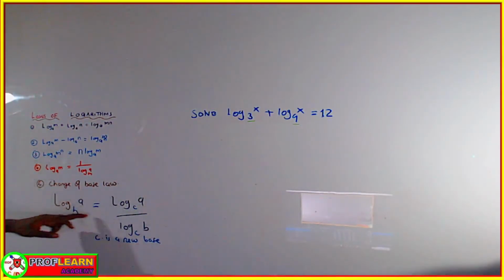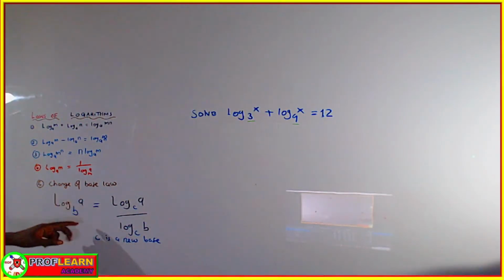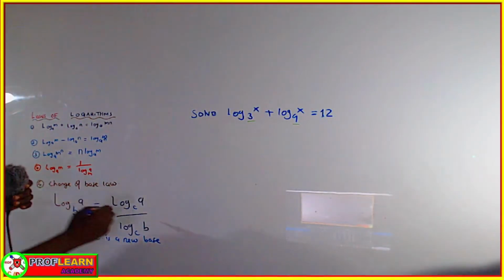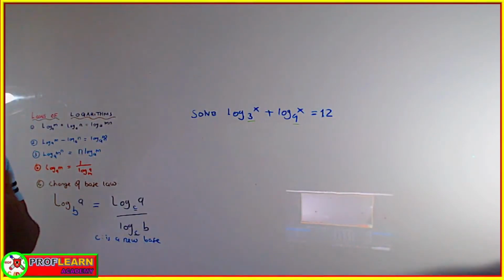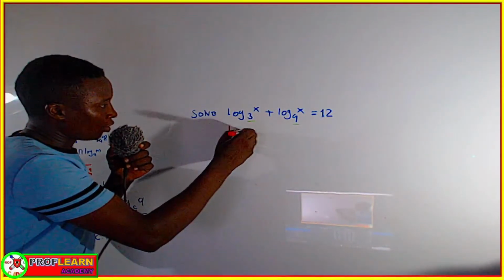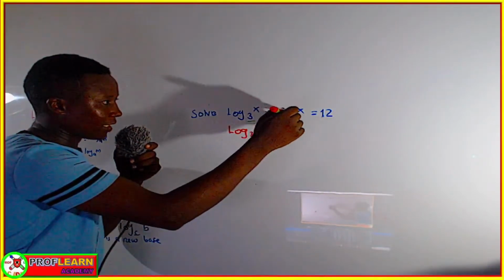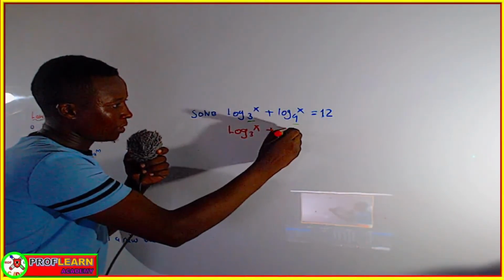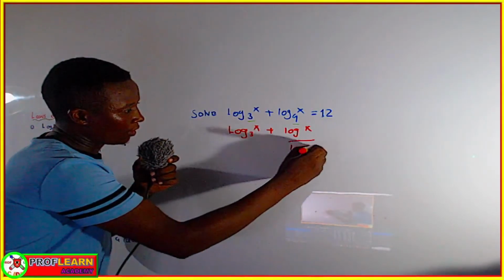If you have log a base b, for you to change to a different base that you are interested in, you have to write log of this number that is here divided by log of this number, which is the base in this case. Then you introduce the new base that you want. So in that case, this is going to be log of x base 3 plus, we need to convert this log x to base 3. So this is going to be log x over log 9.